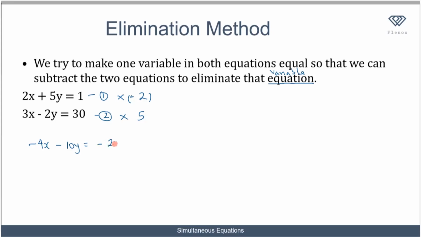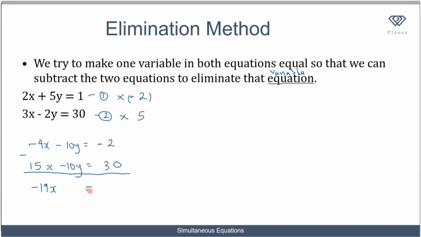Same thing, multiply 5 by 3x, I have 15x. Then 5 times -2y gives me -10y. And finally 5 times 30 gives me what? So what can I do now? Now I can subtract both equations. So when I subtract equation 2 from 1, I have -4x minus 15x, that is -4 minus 15, which gives me -19x. Now I have -10y minus -10y, which is -10y plus 10y, which gives me 0. So I've eliminated the variable y.